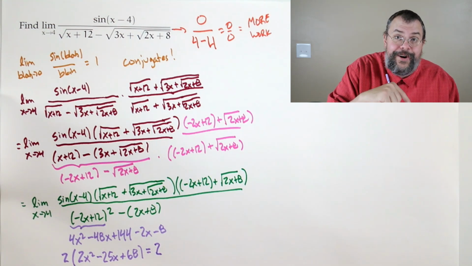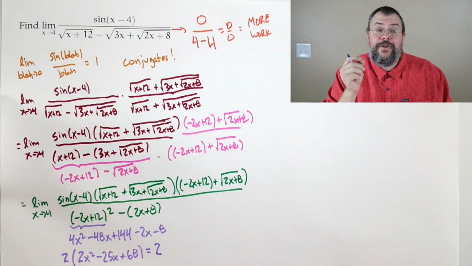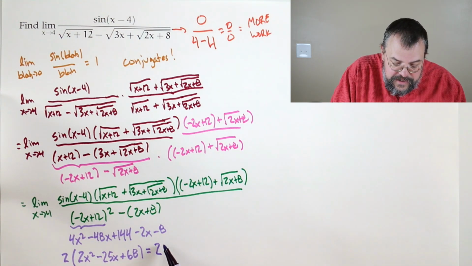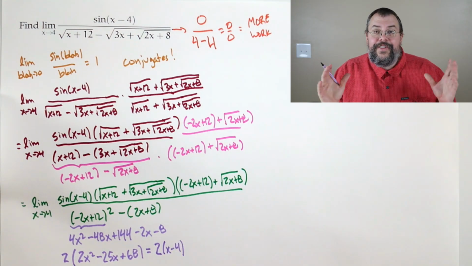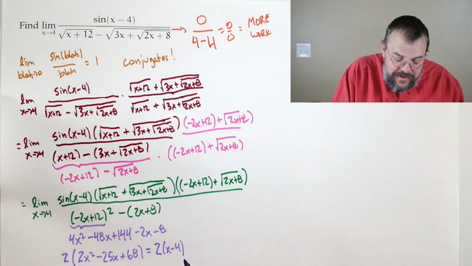Because when we plugged in 4, we got 0, that means 4 is a root, which tells us that there's a factor of x minus 4 available for us. So that's one of our 2 factors. Well, how does the rest go?